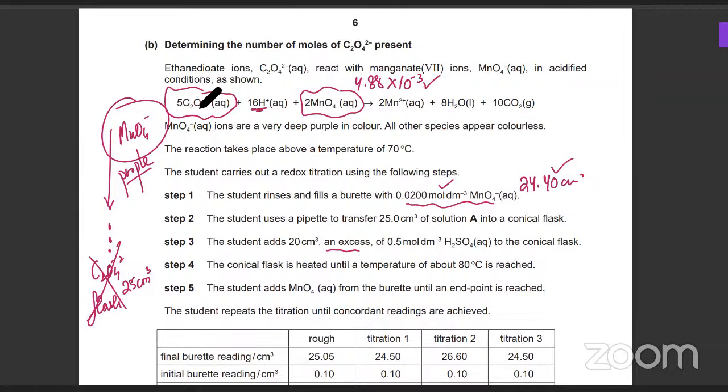So 2:5. So find the moles inside the C2O4 solution. It's 2:5. So divide this by 2 times 5. How many moles of C2O4? Divide by 2 times 5. Yes, sir. That's actually -4. My bad. You can say it's 4.88 divided by 2. That's 2.44 times 5. That's going to be 1.22.